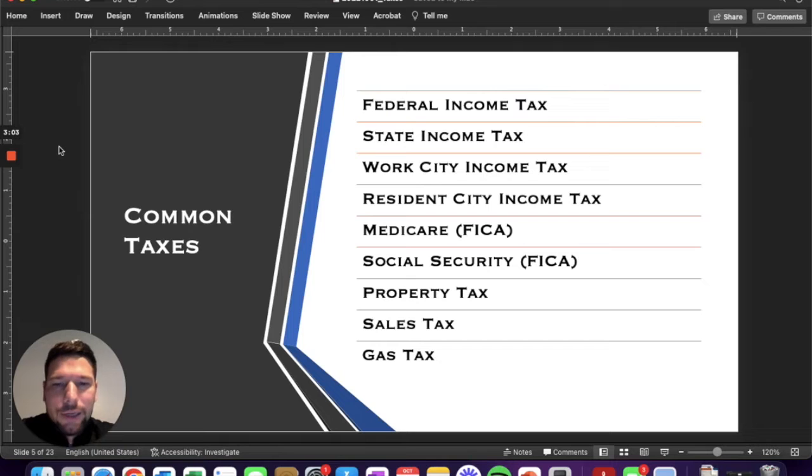So we'll talk about the different income taxes you pay at the federal, state, and city level. We'll talk about Medicare and Social Security, which combined make up the FICA taxes that you might have heard of before. And then we'll talk about property taxes, so taxes you're paying on the home that you live in. And then we'll talk about sales tax. Not all states have a sales tax. We'll talk about the impact of that on your net income. And we'll also talk about the gas tax, so extra fees you're paying on top of the cost of fuel in order to maintain bridges and roads and other infrastructure that you use to get from A to B.